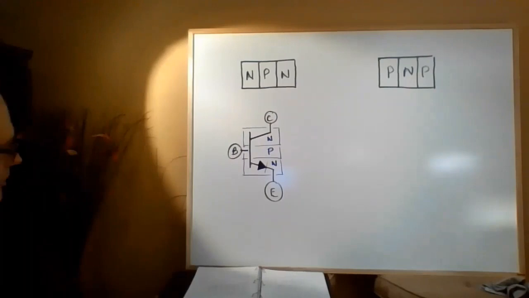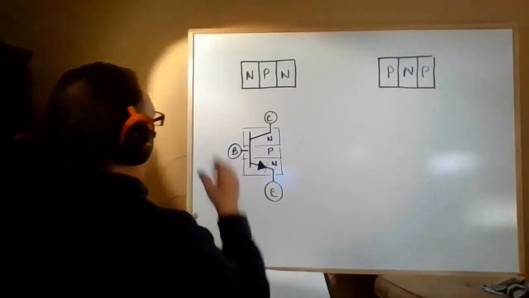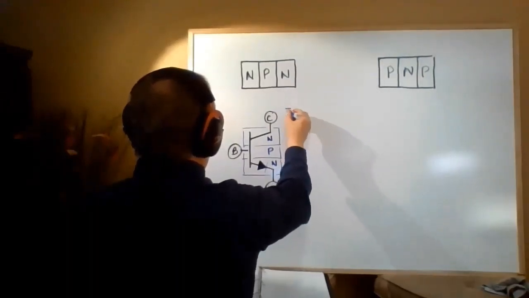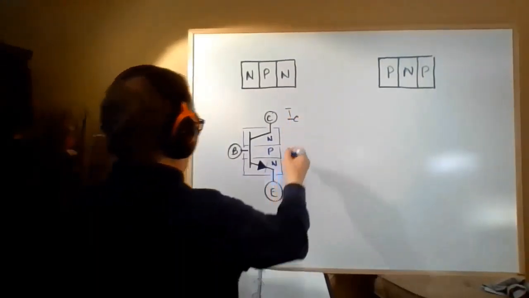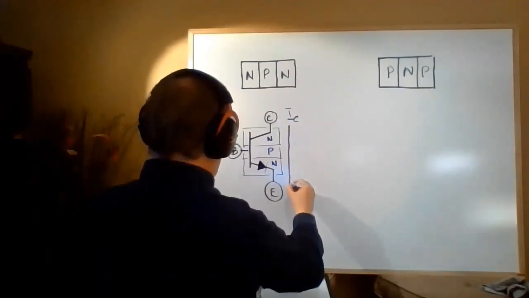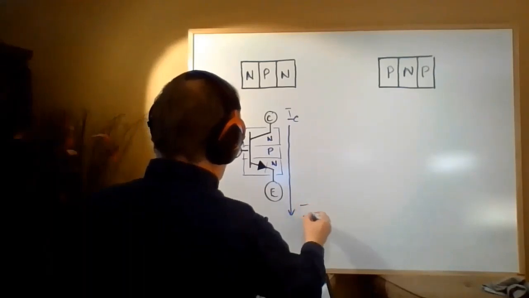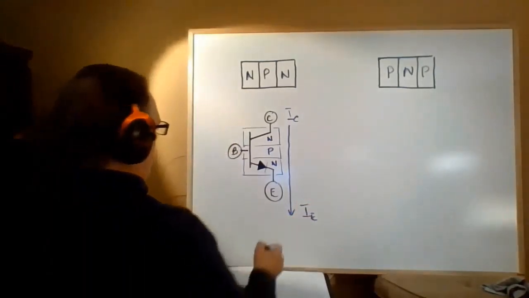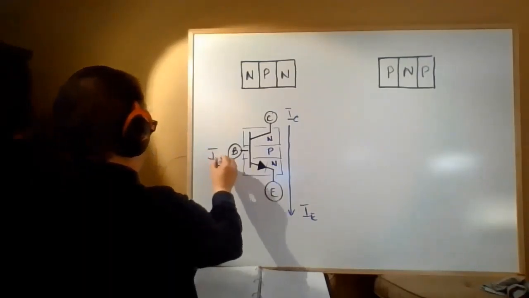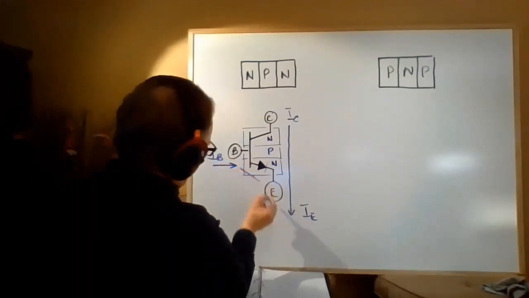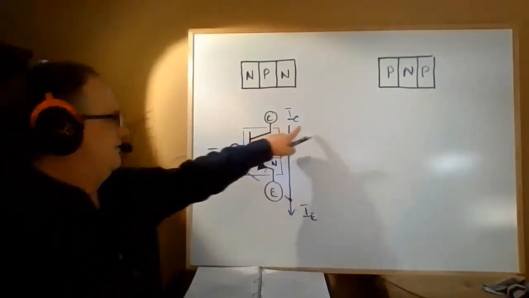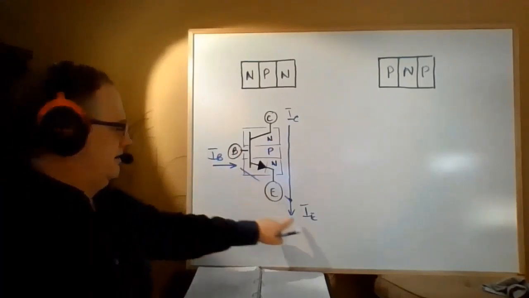Now, let's talk about current flow in an NPN. We look at I of C being the load current, and it comes down, goes through the transistor, and goes out, and down here we call it I of E. The only thing that happens is we have base current, I of B, that flows in, goes through that material, and joins onto that current. So I of C plus I of B equals I of E.